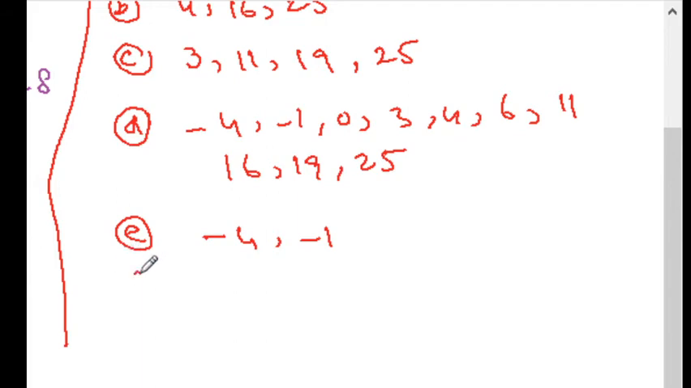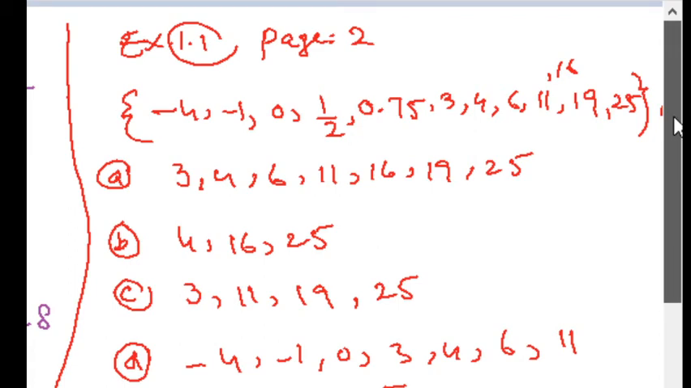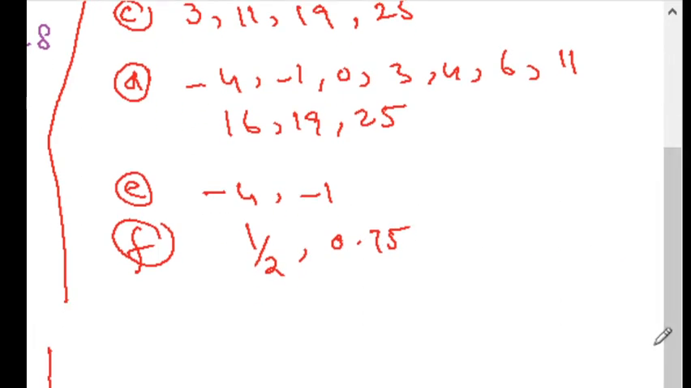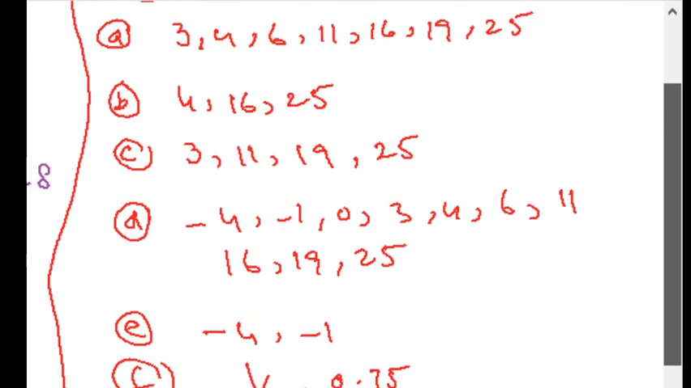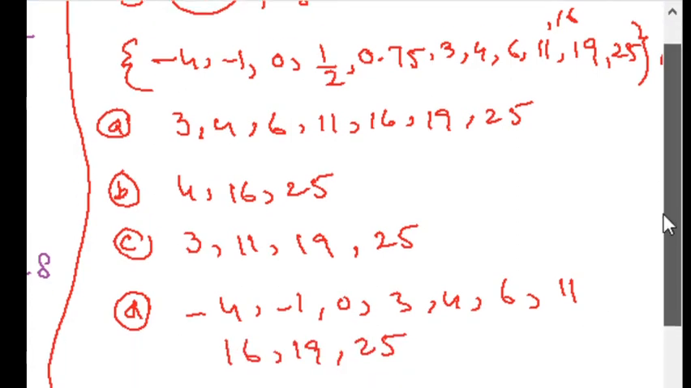Part F is fractions. Fractions can be in decimal form or in the form of A over B. So the A over B form here is 1/2, and the decimal one is 0.75. So 1/2 and 0.75. Similarly, part G is about square numbers. I explained square numbers to you. Square numbers here are 4, 16 and 25.